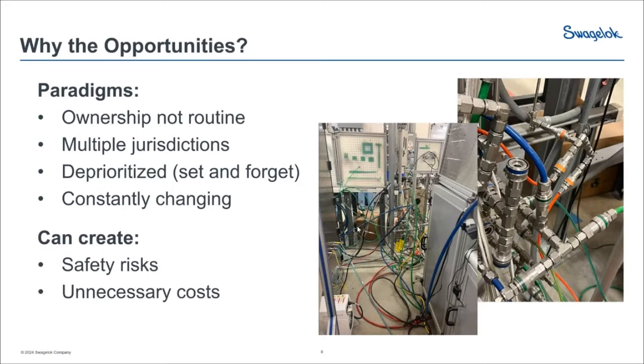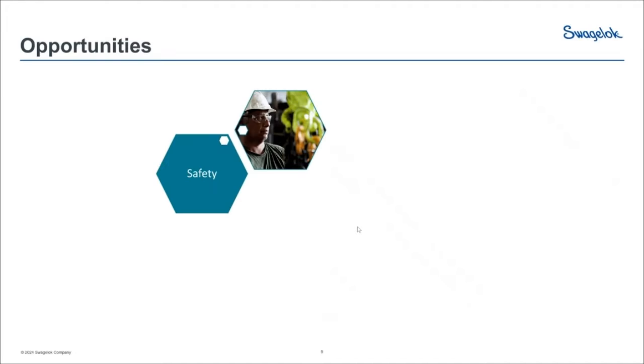These paradigms explain opportunity, and these opportunities can come in the way of two risks for those owners and operators: both safety exposures as well as unnecessary costs. These costs can come in a few different forms, so we're going to unpack those now. All opportunities are going to fall into one or sometimes a few of these buckets.